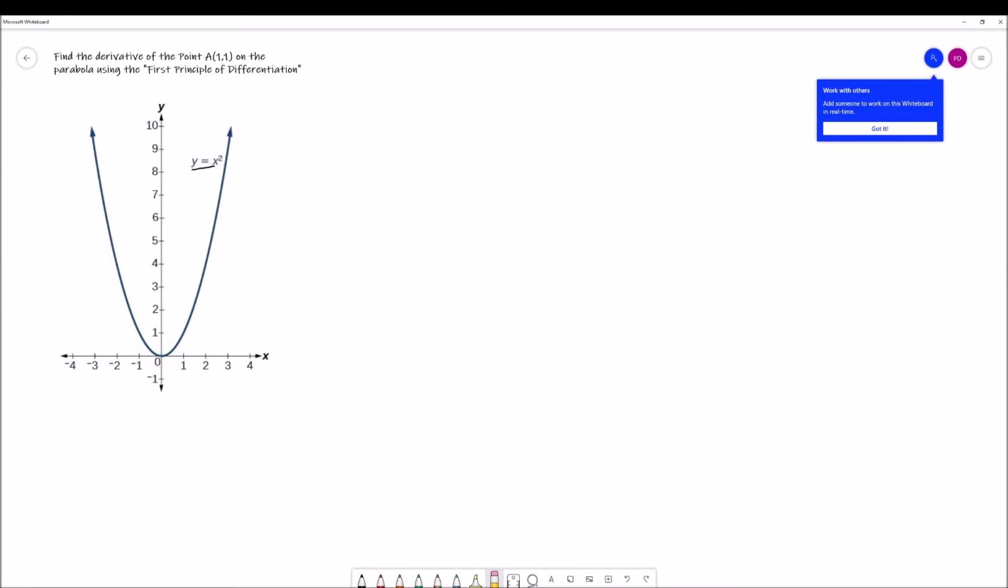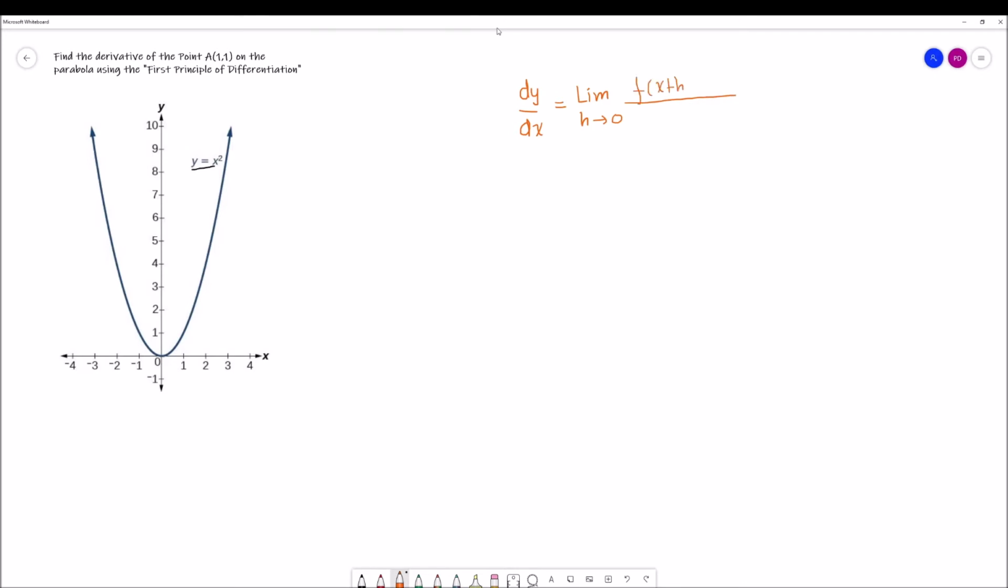Now, our answer was 2x, so keep that in mind, okay? Let me write down the formula of the first principle, which is the derivative of y with respect to x is equal to the limit as h approaches 0 of the fraction: function of x plus h minus function of x, divided by x plus h minus x, where we can easily cancel out plus and minus x. I don't have to write this, but it's there.